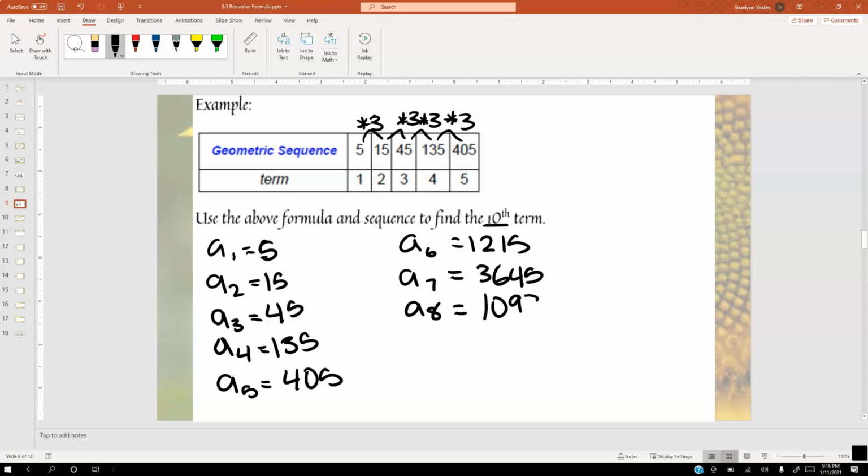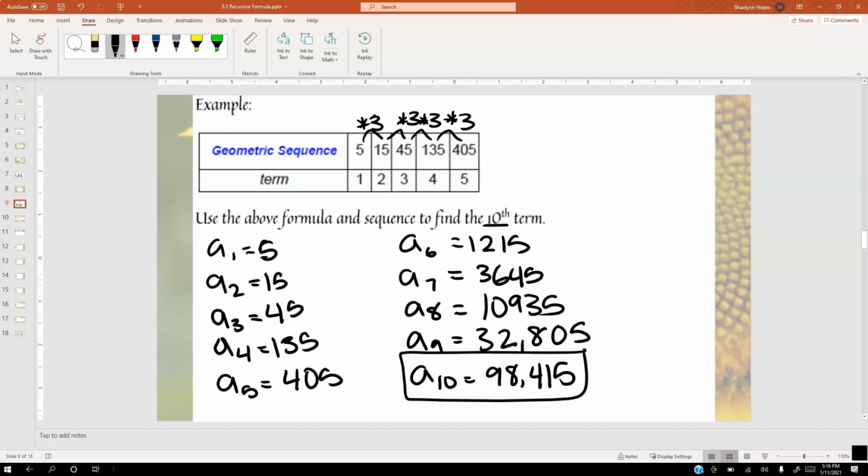The eighth is 10,935. The ninth is 32,805. And finally, the 10th, what we wanted to know in the first place, is 98,415.